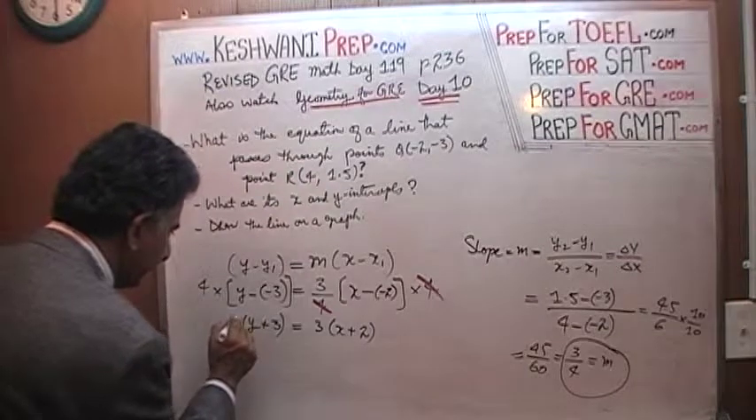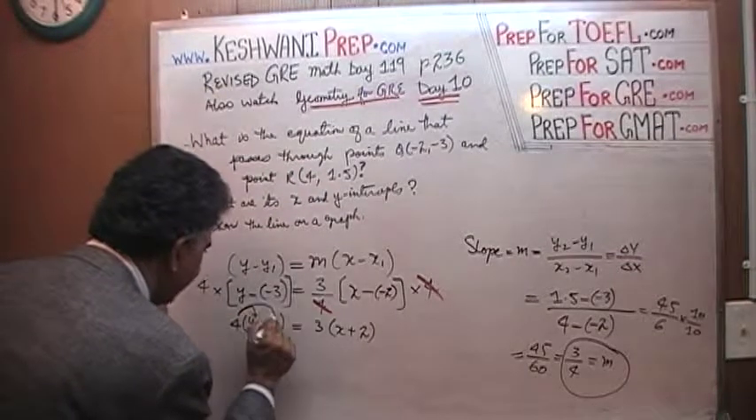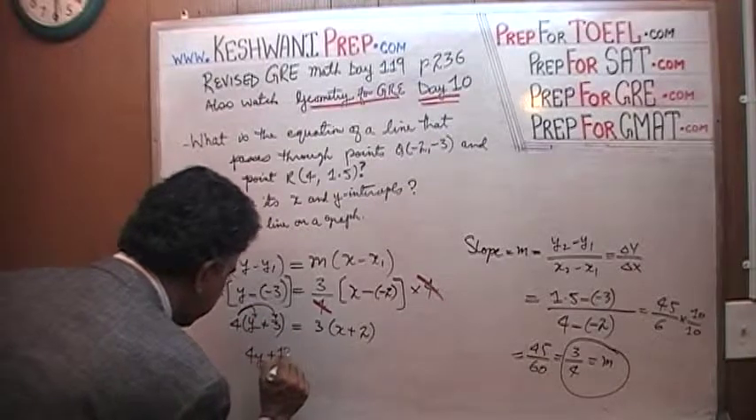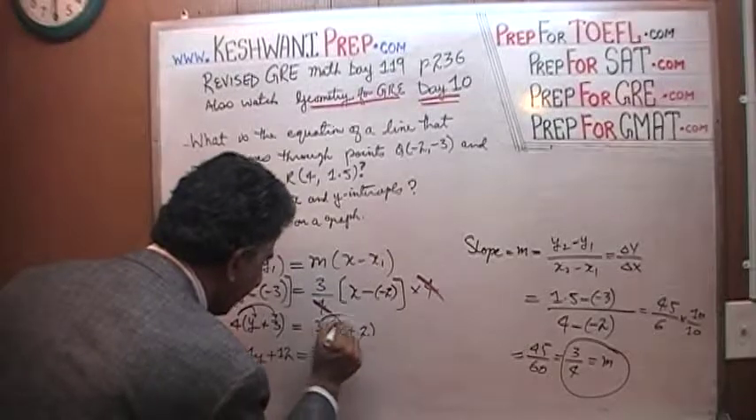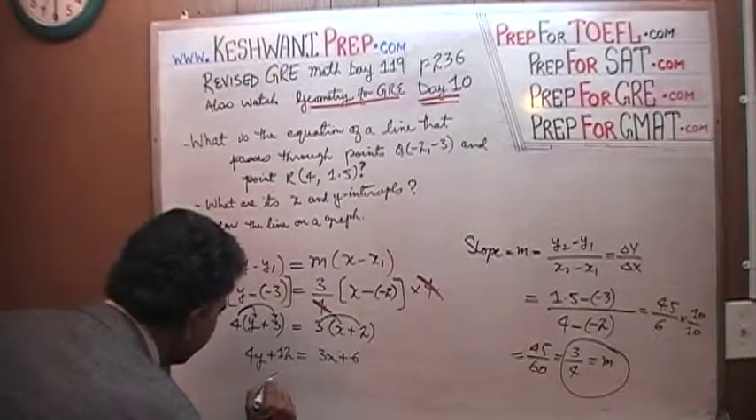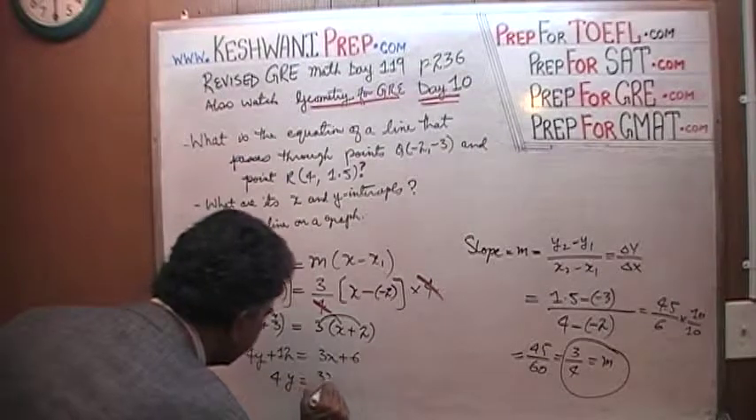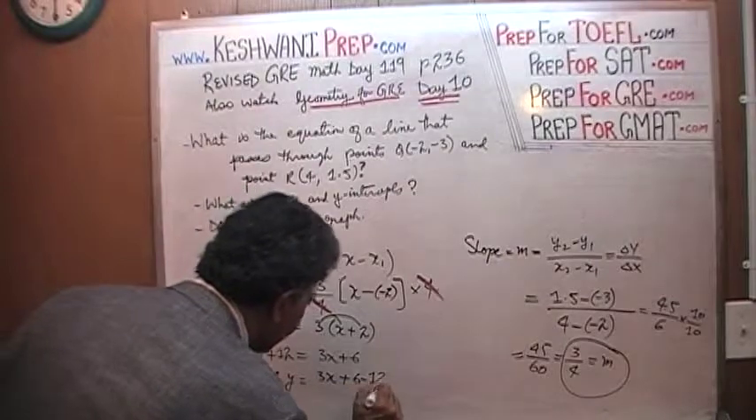So that's what we have to do here. 4 times y is 4y, 4 times 3 is 12, 3 times x is 3x, and 3 times 2 is 6. Subtract 12 from both sides, so we end up with 4y equals 3x minus 6, because we have a plus 6 and a minus 12.